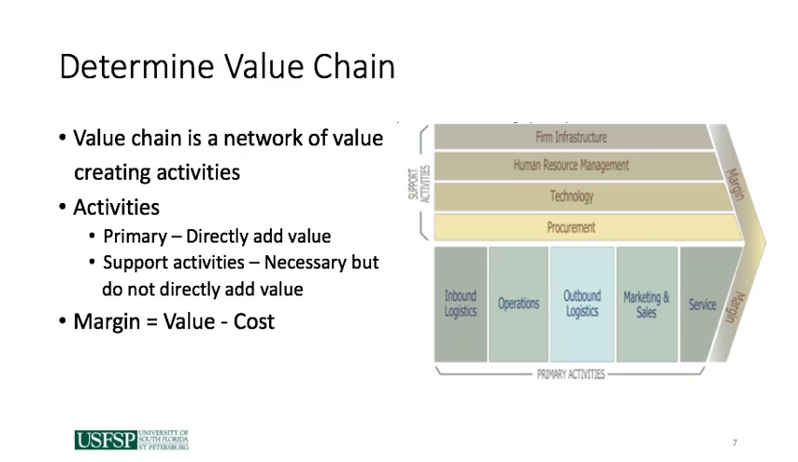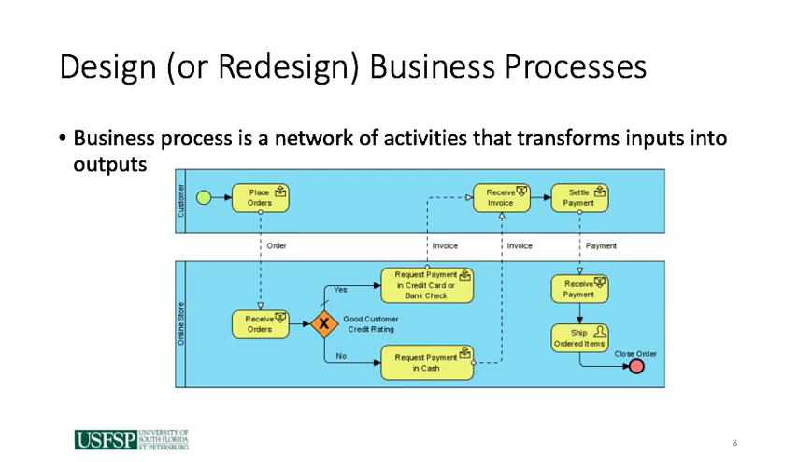The book gives some examples, but you may want to try to apply the concept of a value chain to different businesses, including a manufacturing business, a farm, and a university. Once we have developed the value chain, we can start designing business processes. A business process is a network of activities that transforms inputs into outputs.